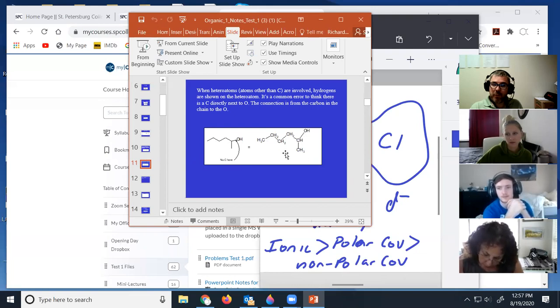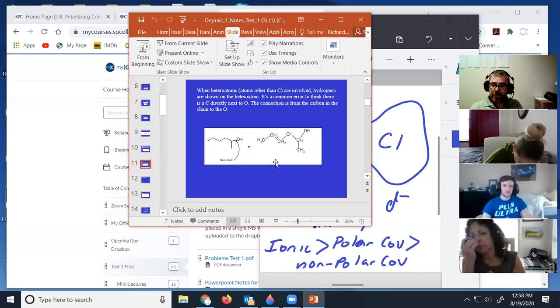C6H14O would be the molecular formula. So just one O. Just one O, that's right. And you can see it there. Now, traditionally, I didn't say this on the PowerPoint. Traditionally, we usually put the H on the heteroatom. We don't put it on the carbon, but we'll put it on the heteroatom.